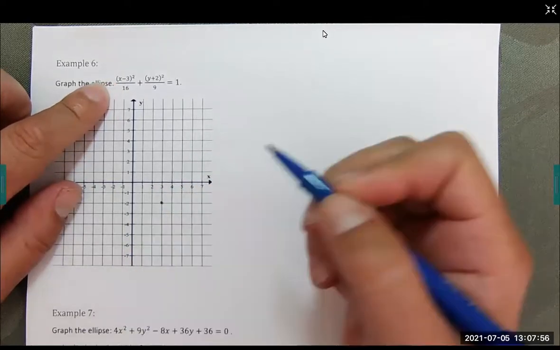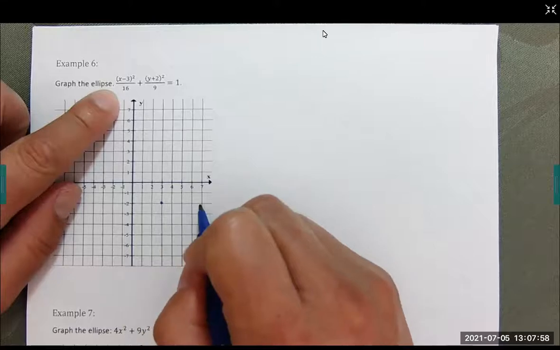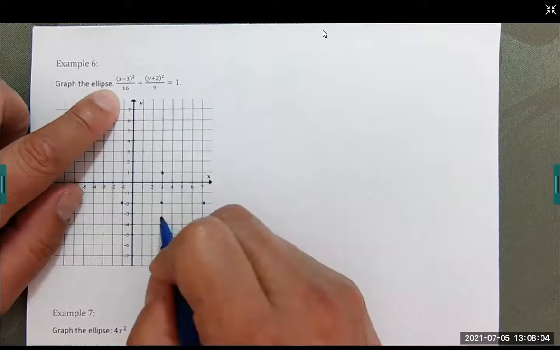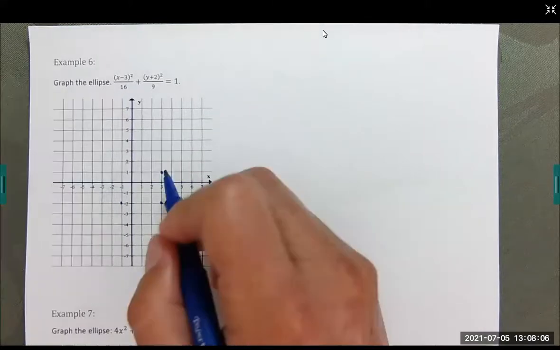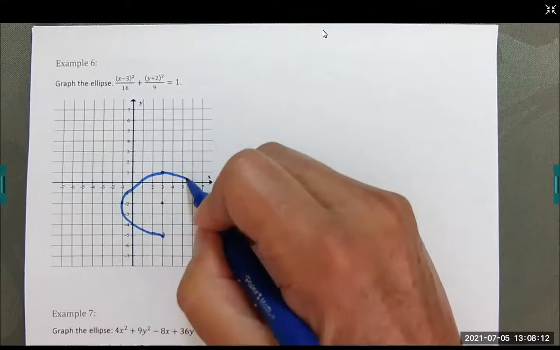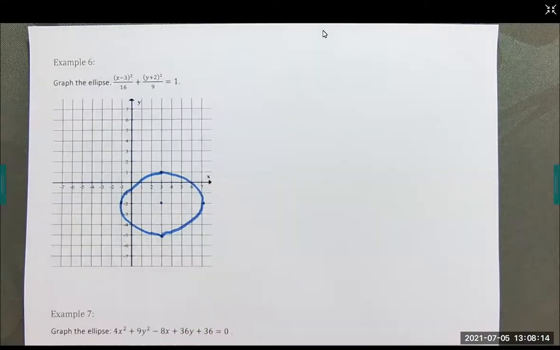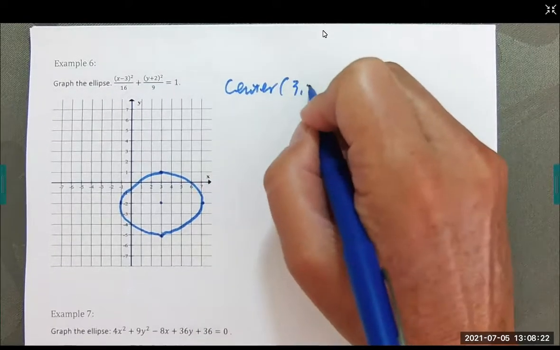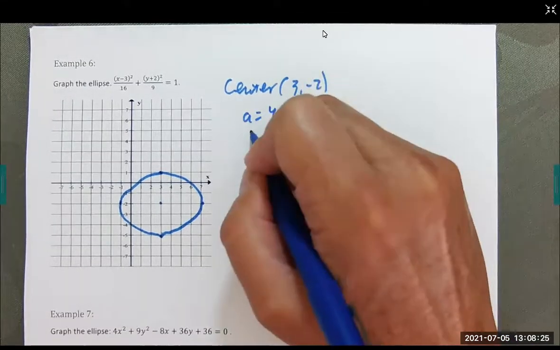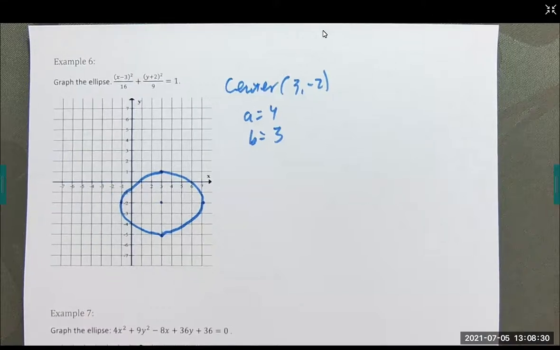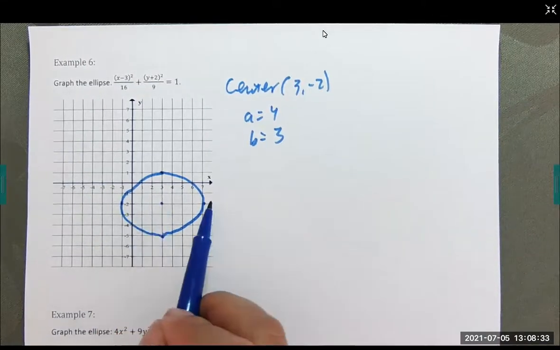In the x direction, I'm going 1, 2, 3, 4. 1, 2, 3, 4. In the y direction, I'm going 1, 2, 3. 1, 2, 3. And there you can see the ellipse already. No problem. Again, to be clear, the center in this case is at 3, -2. A is 4, B is 3, and we could even figure out C from that, but that's not necessary. Major axis is here, it's a distance of 8.